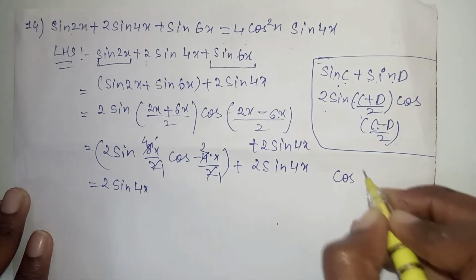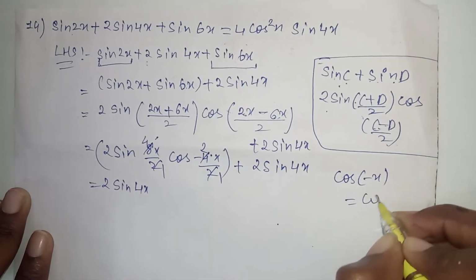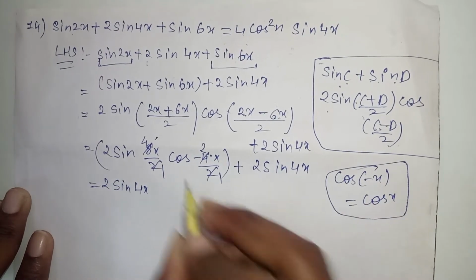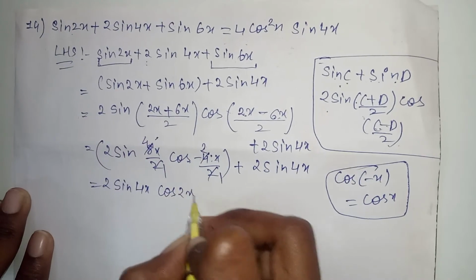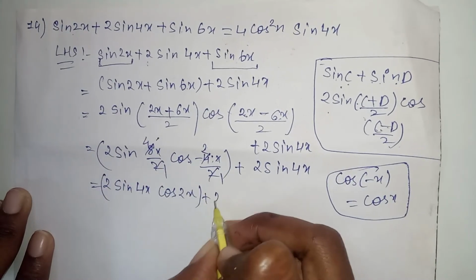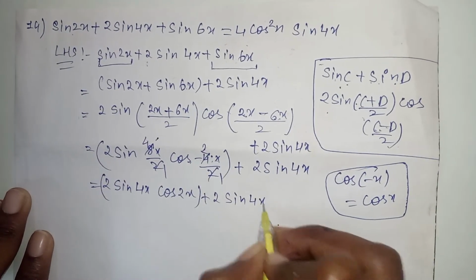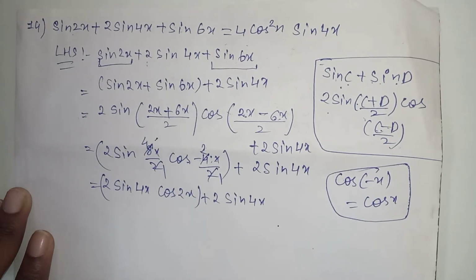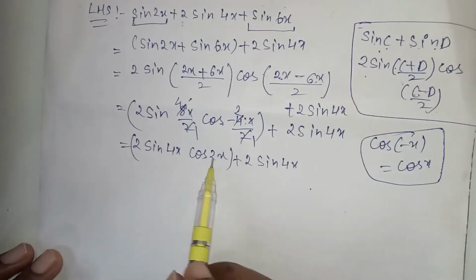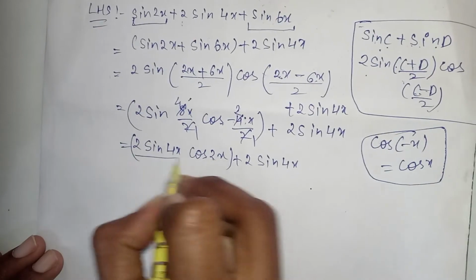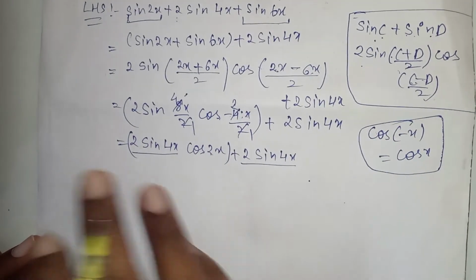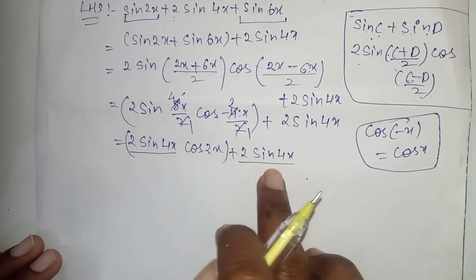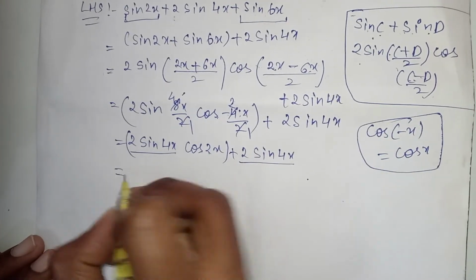As I've said, cos of minus x is what? Cos x, right? So cos of minus 2x is cos of 2x, plus 2 sin 4x. This we can see: whatever 2 sin 4x, 2 sin 4x are, they are repeating like this. So let us take it common.